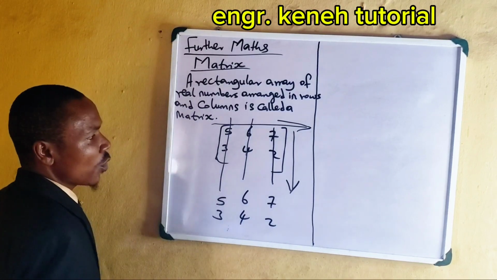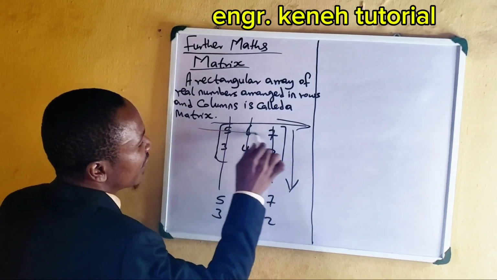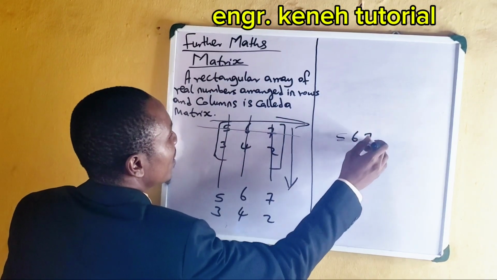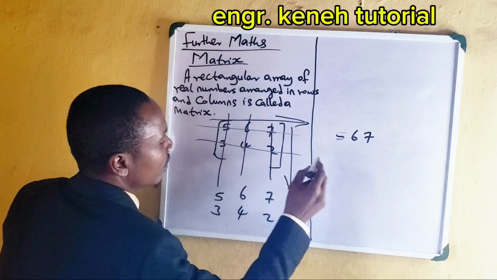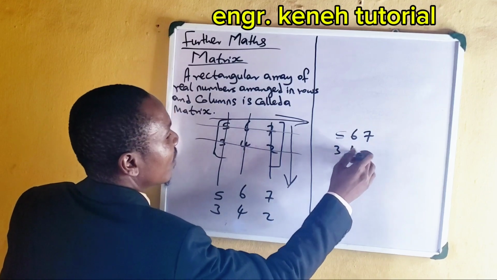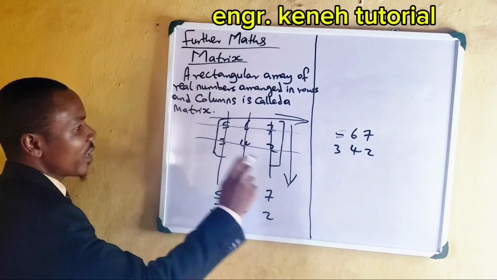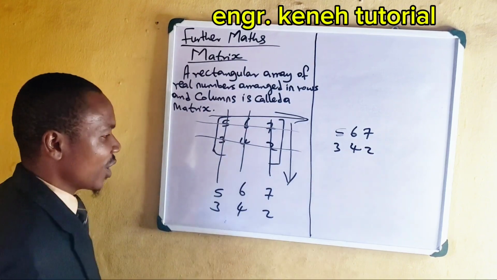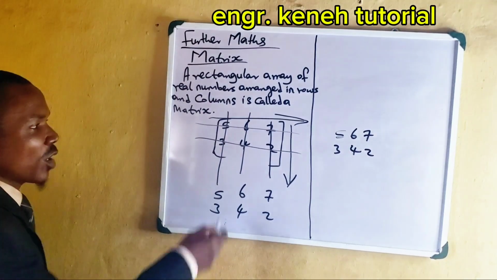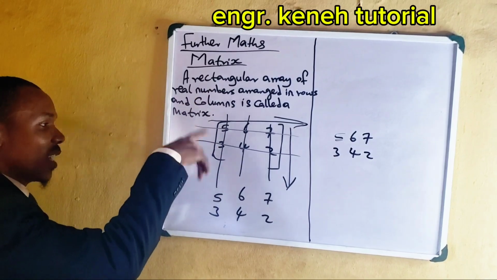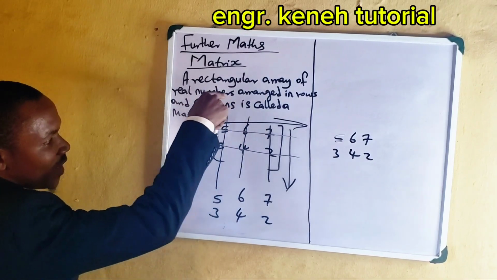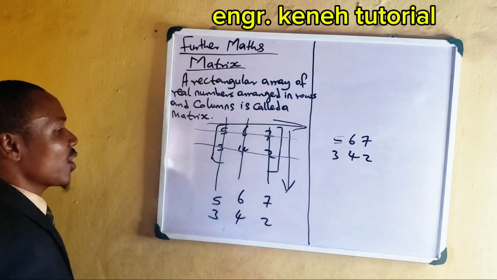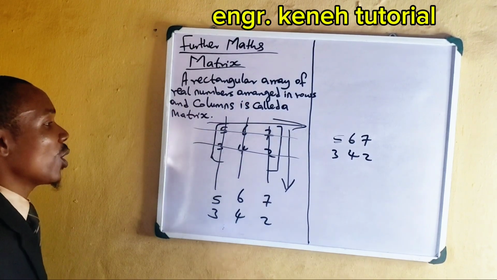While the row, like I said, should be a horizontal line. Look at the first row here. The first row will give us 5, 6, and 7. The second row, we have 3, 4 and 2. When you have something like this, we call it row. When you have something like this, we call it column. So if I mention column, just know I'm talking about the vertical line, if I follow vertically like this, first line, second line, third line, and so on.